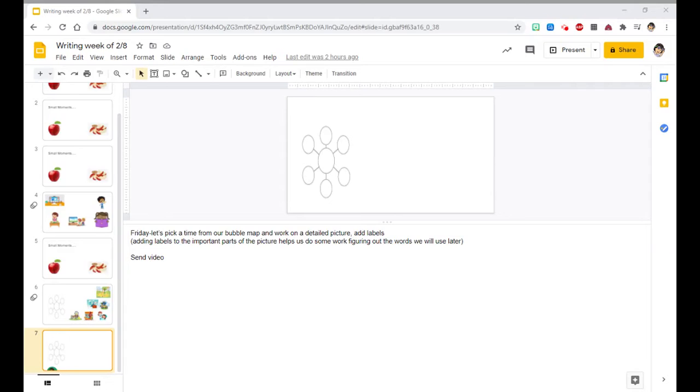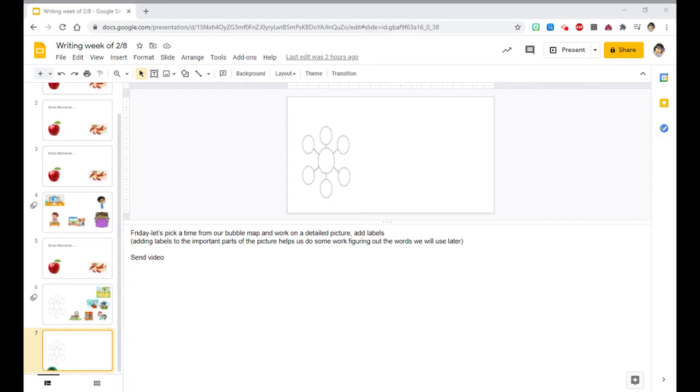Yesterday, we started to branch out and think about some different and maybe more exciting things that have happened to us. We created this bubble map. Remember, I started mine. I had a trip to Disney, the park, swimming. I also added shopping at Target and going to the beach.